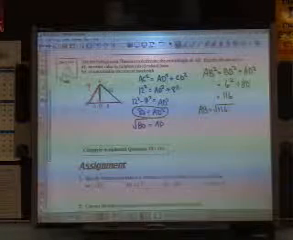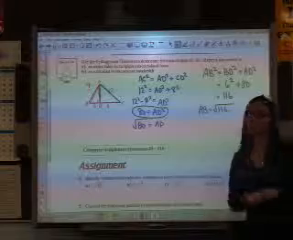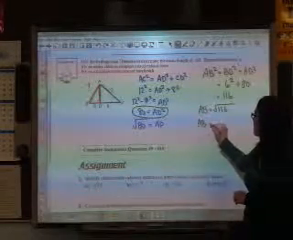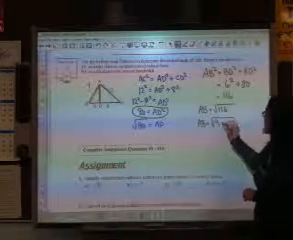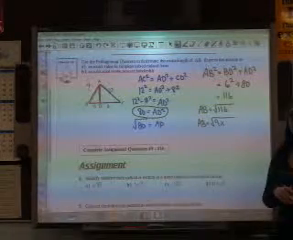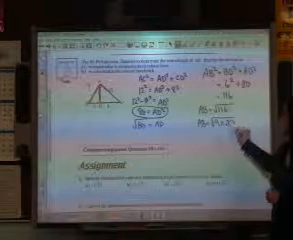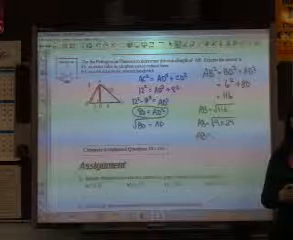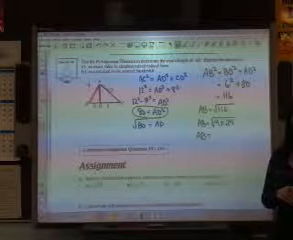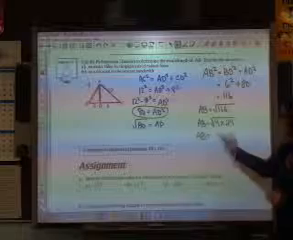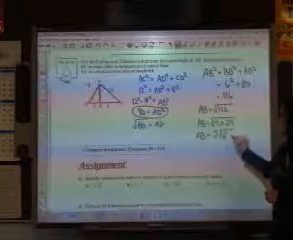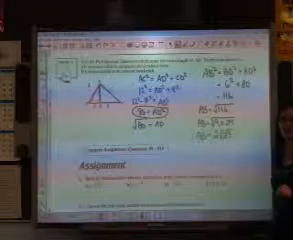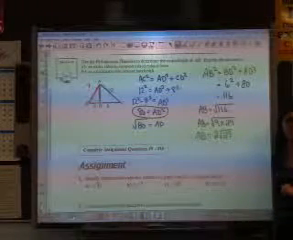Can I divide 116 by a perfect square? 4. 4 times what? 29. What's the square root of 4? 2. This is the exact length of AB: 2 root 29.